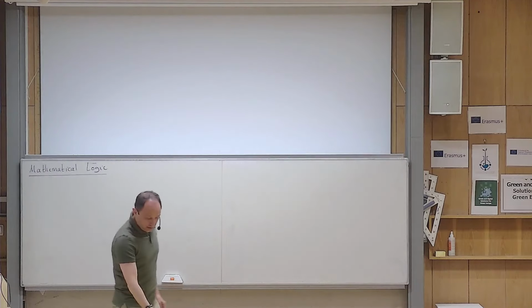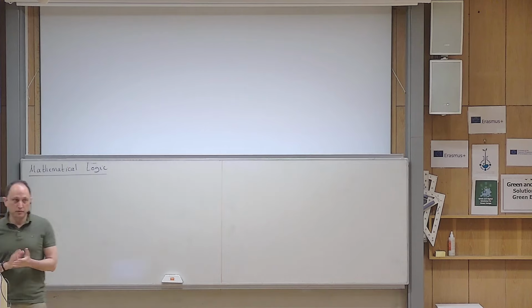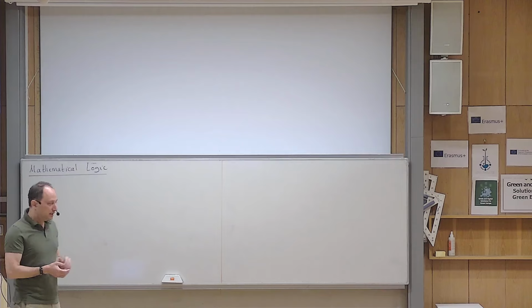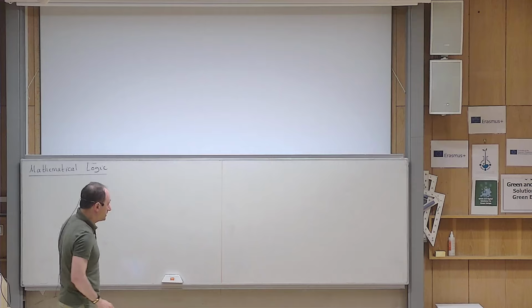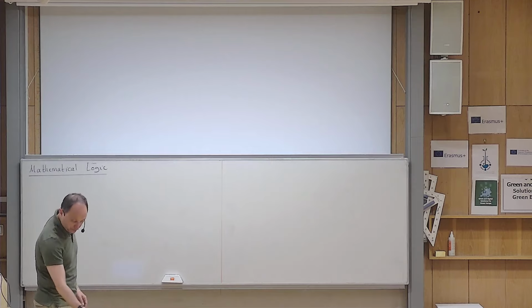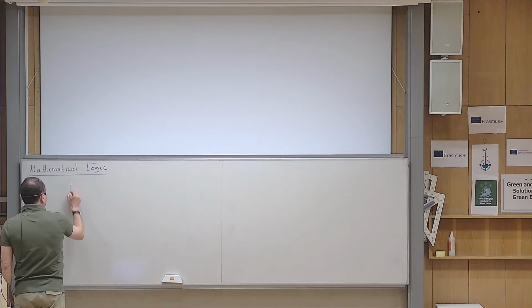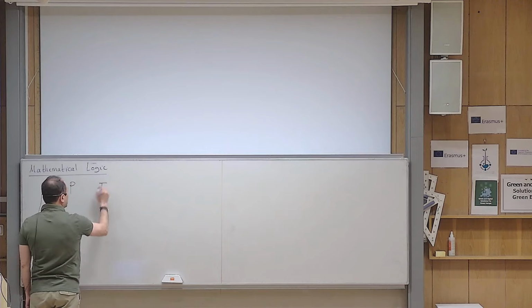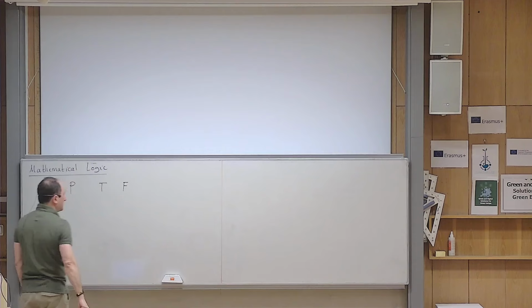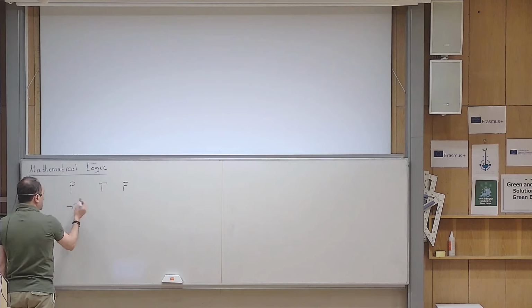Okay, so we learned about propositions, and we learned that a proposition is either true or false. And now we want to define more precisely those connectives. So if I have P as a statement, I now know that P is either true or false. So I want to define the negation of P a little bit more precisely.